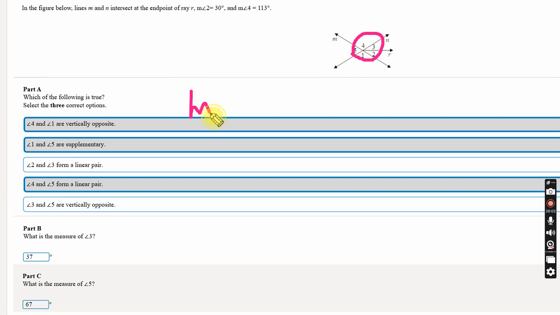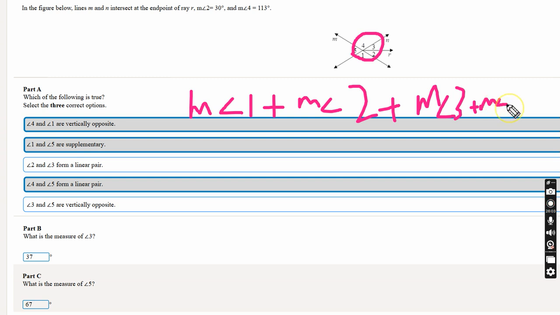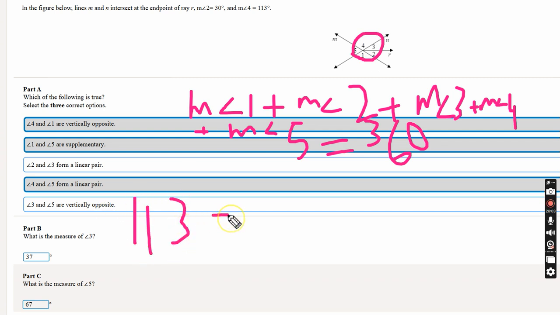It forms a circle. So measure angle 1 plus measure angle 2 plus measure angle 3 plus measure angle 4 plus measure angle 5 is equal to 360, right? And what is the only one unknown? Because whenever you have an equation like this, you can only have one unknown that you're looking for. And we only have measure angle 5, which is unknown, right? So measure angle 1 was what? Measure angle 1 is your 113 because 4 and 1 are vertically opposite. So it's 113. Measure angle 2 is 30. Measure angle 3, we calculated in part B, 37.